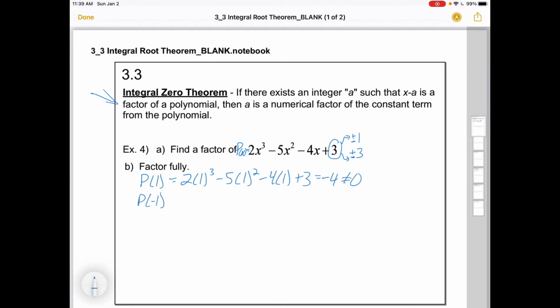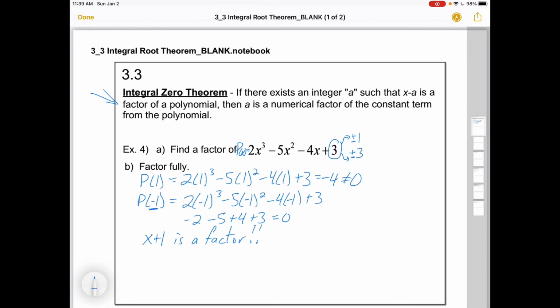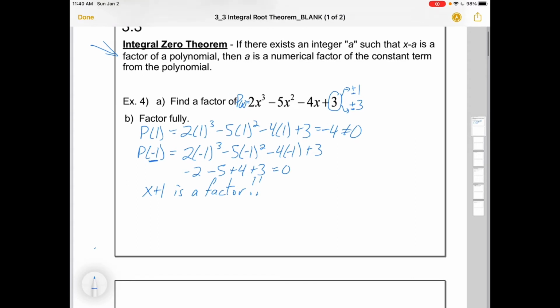Okay, let's just try another one then, and hopefully something will crop up for us. So I'll have 2 times negative 1 cubed minus 5 times negative 1 squared minus 4 times negative 1 plus 3. So I want to go through this carefully here. That's going to be negative 2 minus 5 plus 4 plus 3. Oh my gosh, we got 0. And because it came from a negative 1 here, that means that x plus 1 is a factor. Yay! That's going to help us factor the whole big ugly polynomial.